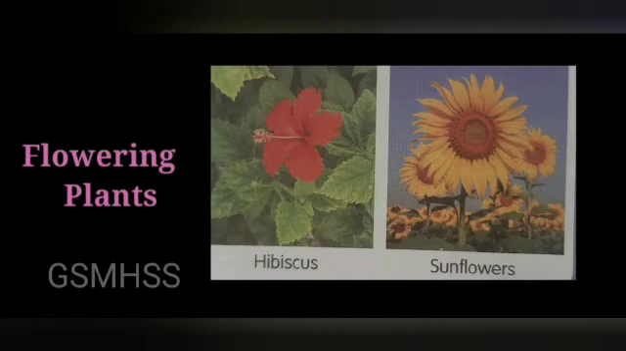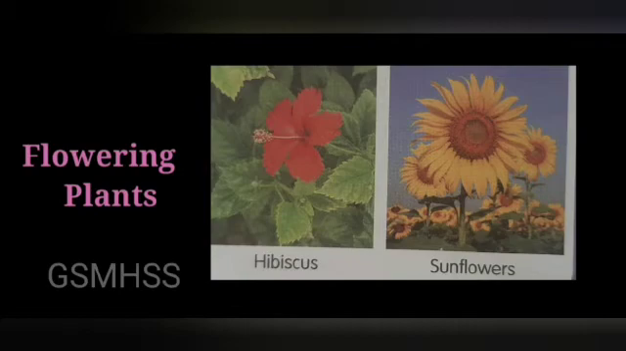The other types of plants we can group according to the flowers. That is, now we are going to see about flowering and non-flowering plants. Flowering plants, examples like hibiscus and sunflowers. These plants bear flowers, they most likely turn into fruits and seeds. New plants are produced from the seeds.